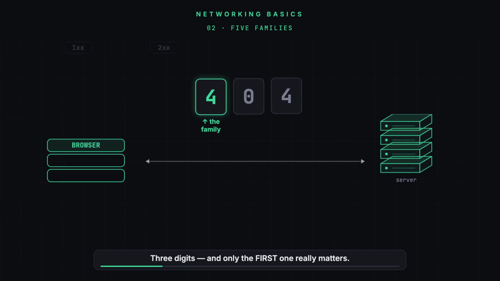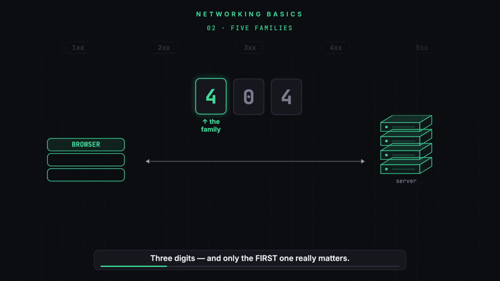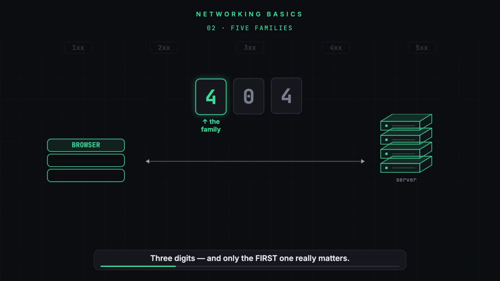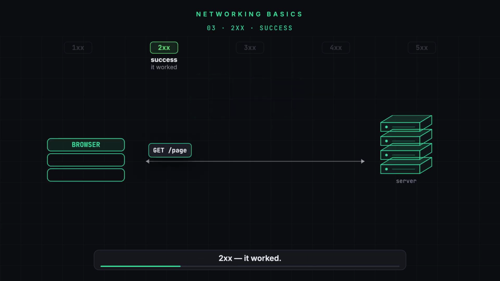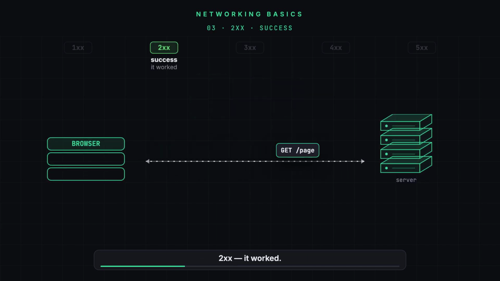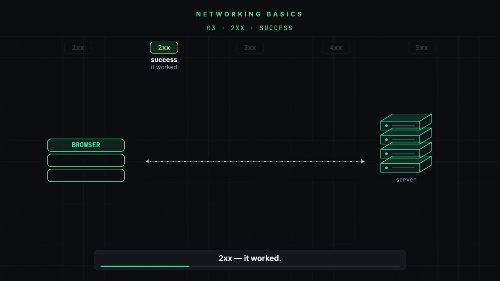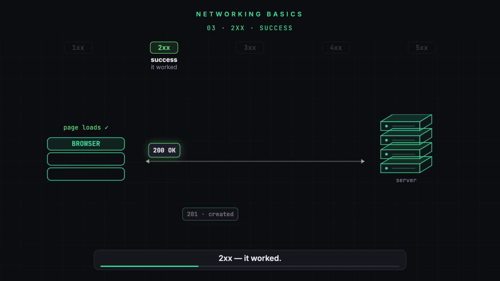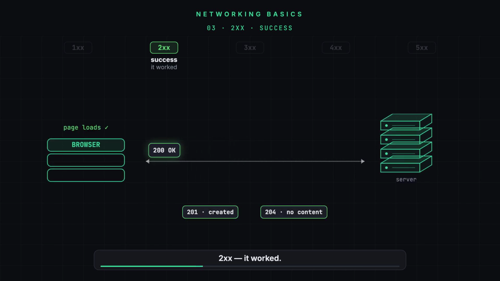Here's the trick. Only the first digit really matters. It sorts every reply into one of 5 families. A 2 means success. 200 is the plain "here you go" behind every page that simply loads. 201 means created. Your sign up actually made something. If you see a 2, everything worked.